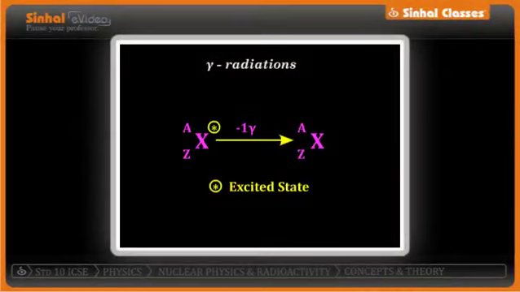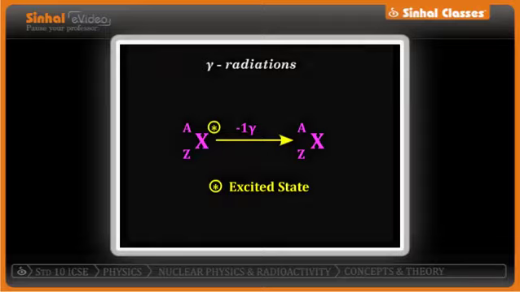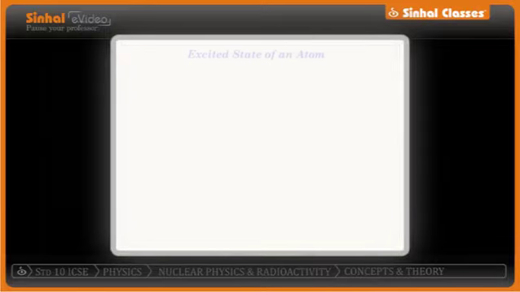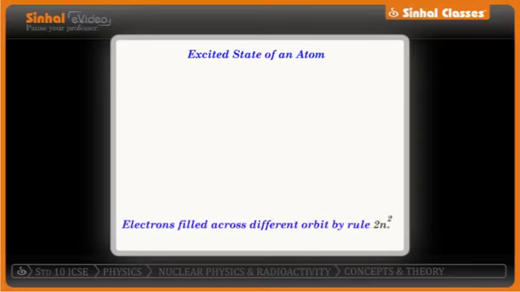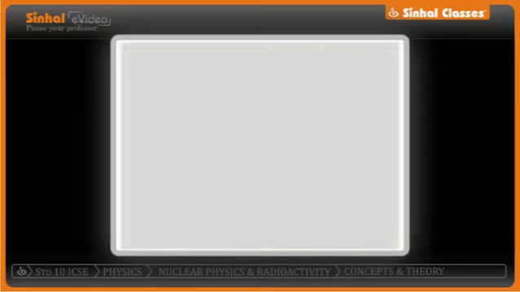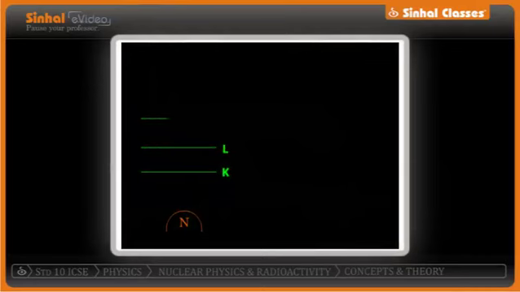As far as gamma radiations are concerned, these are electromagnetic in nature, and these radiations turn the excited state of an atom into a normal state of an atom. What exactly is an excited state of an atom? When electrons fill across different orbits, they do so by applying a particular rule, the rule of 2n square. In this case, the first orbit has a maximum capacity of 2 electrons, the second 8, the third 18, the fourth 32, and so on.